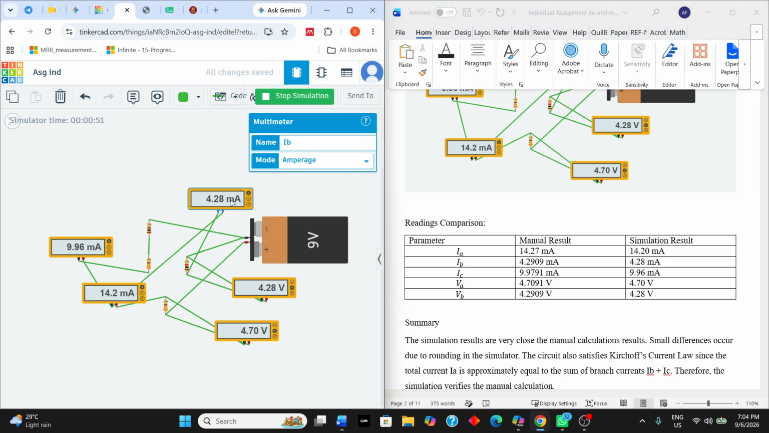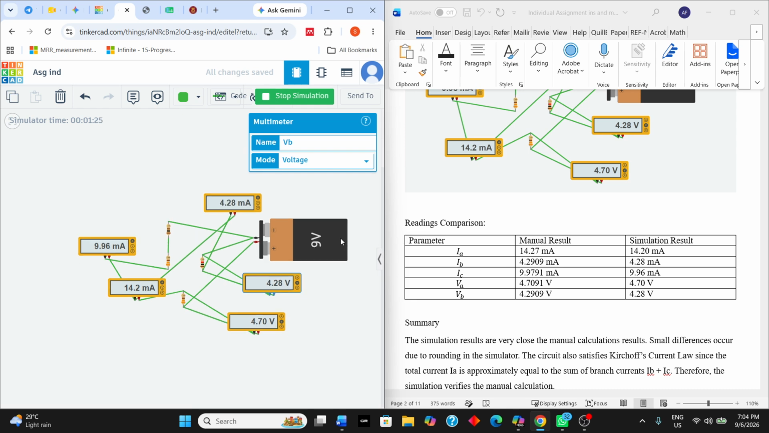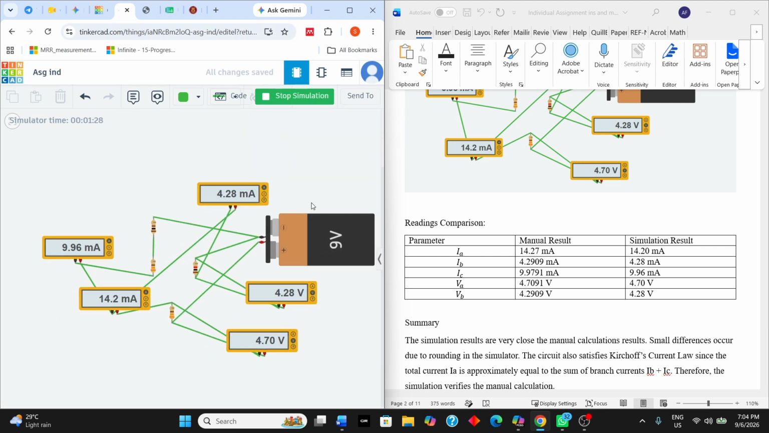The next one in line is IB. The IB current is 4.28, which is quite similar to our manual result, which I calculated as around 4.29. The last voltage is our voltage B, 4.28, which is around the same as 4.29. I would say it's quite the same as our manual results, quite good. And the last one we have is IC, which is 9.96 when the simulation is running, and our manual result is around 9.97, which is quite close, which is good. And this is how the circuit looks when it's running.